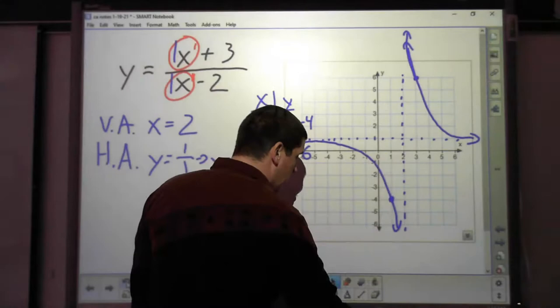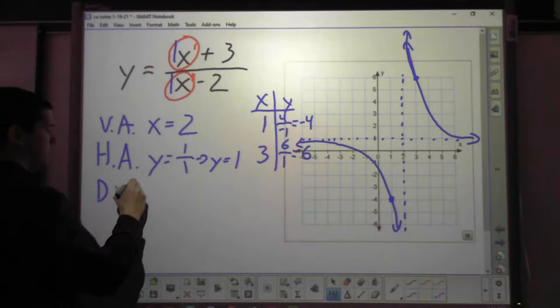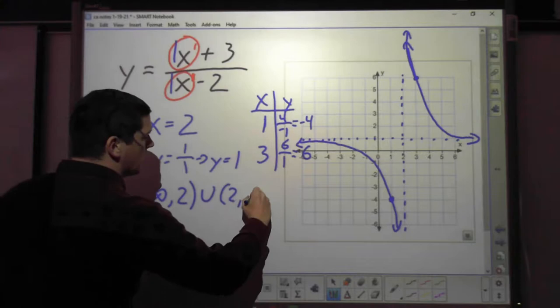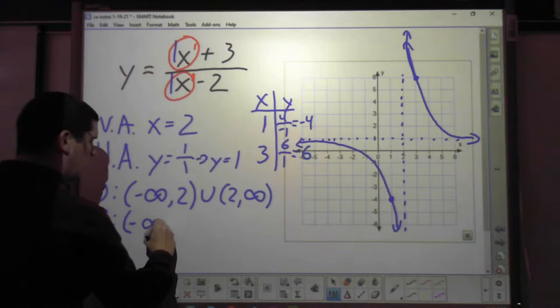The graph, yeah. Domain, again, hopefully we're starting to get the hang of this: negative infinity to 2, union, 2 to infinity. My range, negative infinity to 1, union, 1 to infinity.